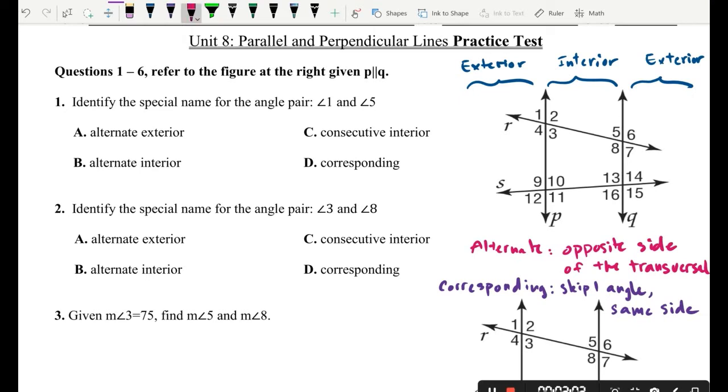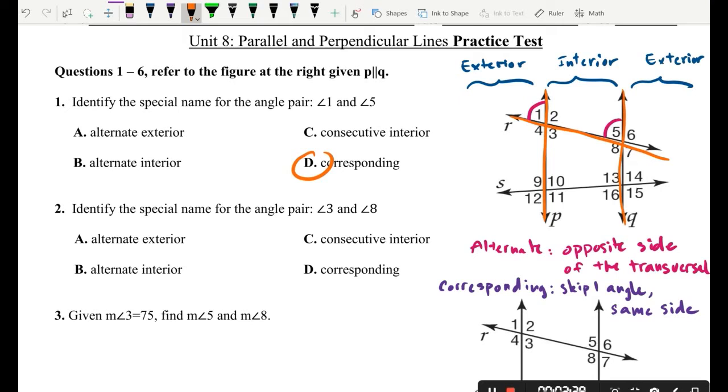Now we're going to look at angle 1 and angle 5. Angle 1 is right here and angle 5 is on this side. Angle 1 and angle 5 are formed by three lines: line P, line Q, and the transversal R. Since 1 and 5 are on the same side, above the transversal R, and one angle away from each other, like you go from 1, skip 2, and go to 5, that tells me 1 and 5 are corresponding angles.